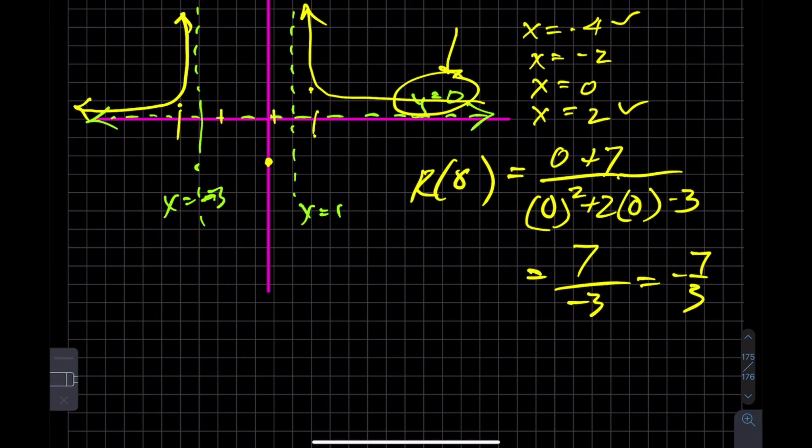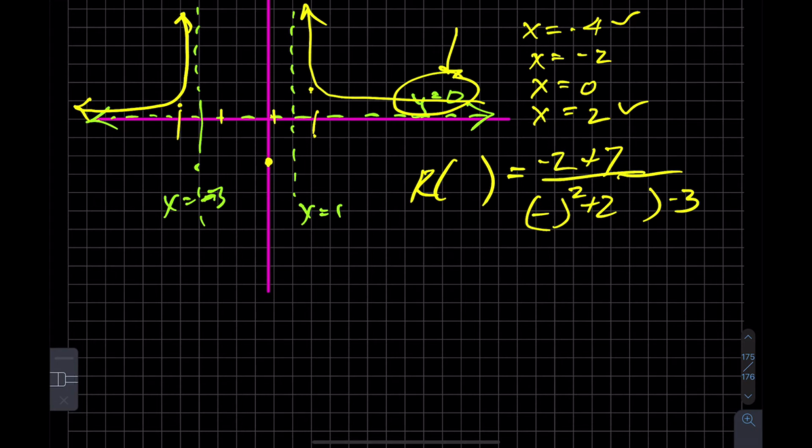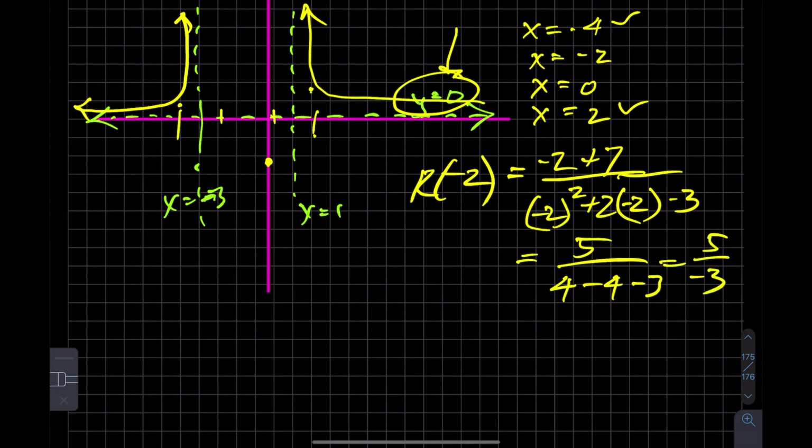And then lastly, I'm going to work on this negative 2. So negative 2 goes in here. Negative 2, negative 2, negative 2. Up in the numerator, we get 5. 4 minus 4 minus 3, and so I get 5 over negative 3. So that's a negative number. And so that's down here, negative 5/3, something like that. So we have this.